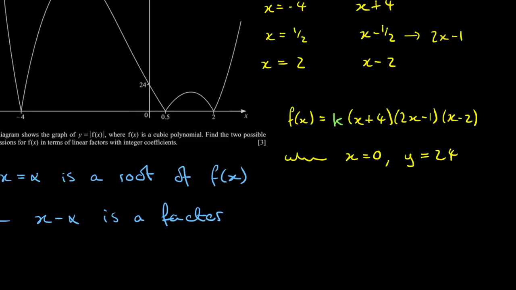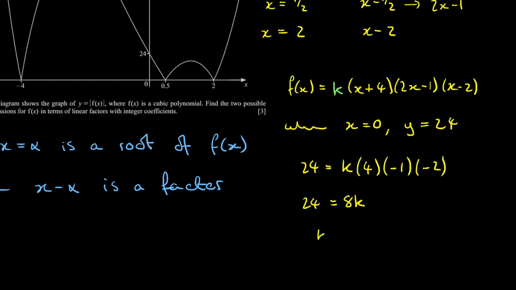So if I substitute in here, I'm going to get that 24 is equal to k times 0 plus 4, which is 4, 0 minus 1, which is minus 1, and 0 minus 2, which is minus 2. So if I multiply that out, I get that 24 is equal to 8k. Okay, and therefore k is equal to 3. And so if k is equal to 3, I could either have the situation where it's positive 3 or it is negative 3, right?